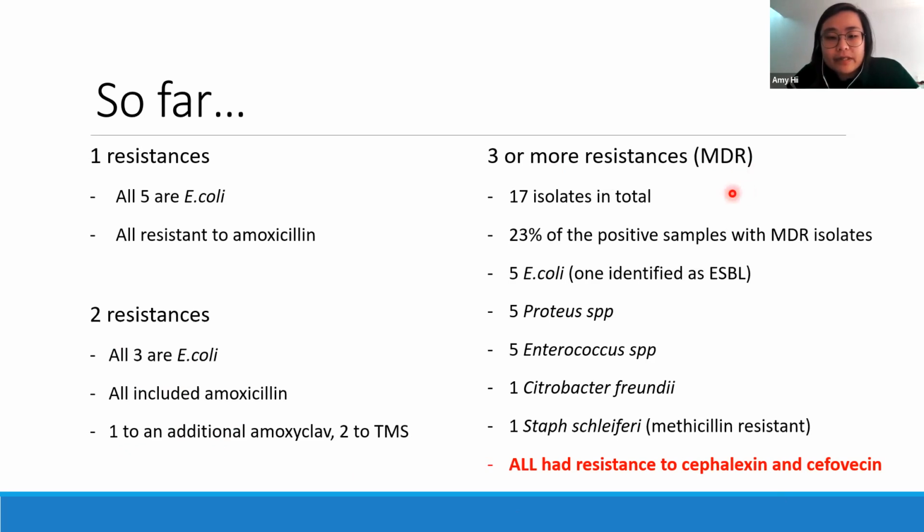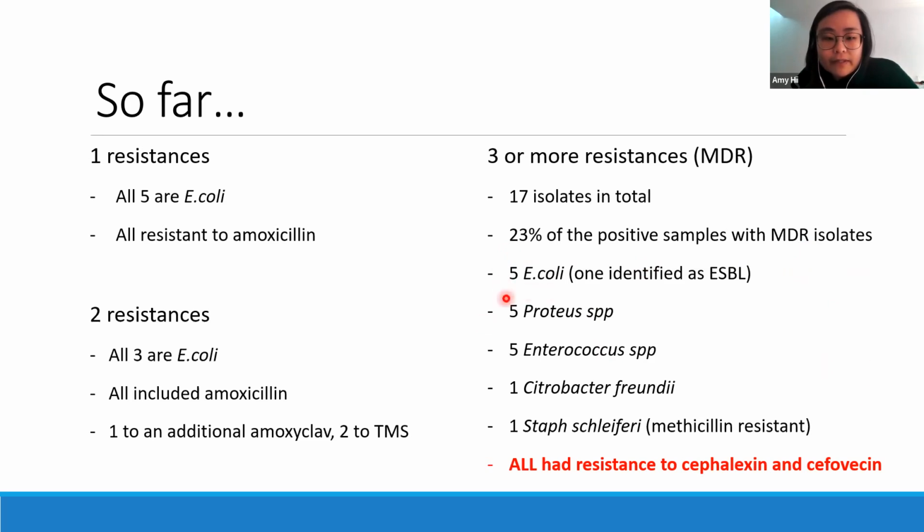Multi-drug resistance, or MDR, is when they have 3 or more resistances to 3 or more antibiotic classes. There were 15 samples with MDR growths, but 17 isolates in total. So 2 of them were from the same sample. 4 of them were from the same 2 samples. We found that 23% of the positive samples had MDR isolates.